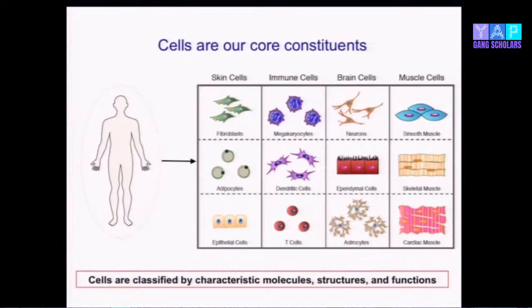So based on this, for example, we might distinguish in the immune system, dendritic cells that are first line of defense from T cells in adaptive immunity. We can distinguish neurons from glial cells like astrocytes and so on.